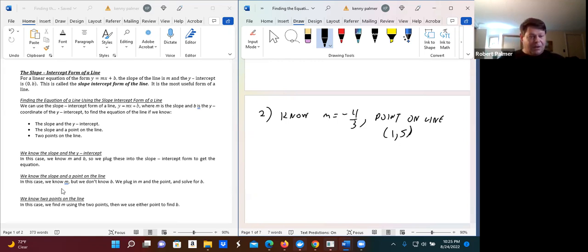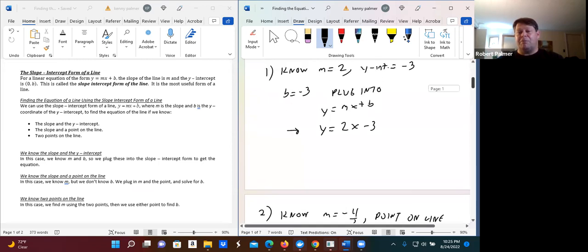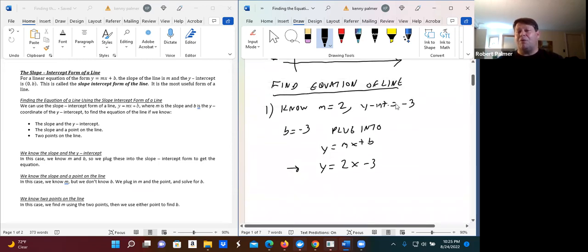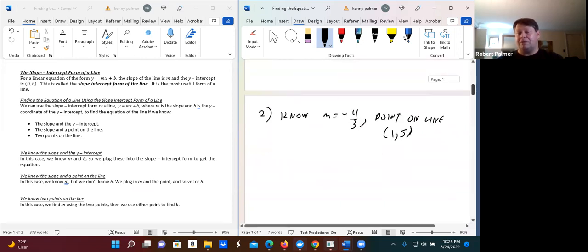You can say it's a point on the line, or say the line goes through that point. Okay. Now, here in this case, we know m, we don't know b. So we plug in m and the point and solve for b. In the previous example, remember we were able to plug it in right away, because we knew both the slope and what b was. B is the y-coordinate of the y-intercept. In this case, we don't know that. Okay, so if you look at our slope-intercept form, y equals mx plus b, we know m, we don't know b, so we need to find b.